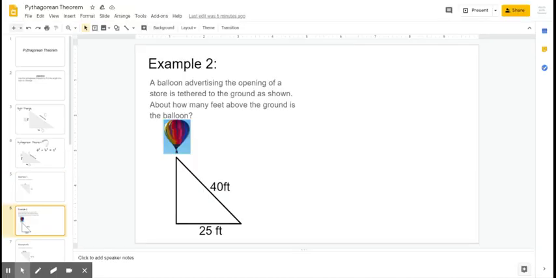So our next example shows a balloon advertising the opening of a store that is tethered to the ground as shown. About how many feet above the ground is the balloon? I'm just going to input the little symbol here. And let's remember that A and B are our legs, and then C is the hypotenuse. So we have A squared plus B squared is equal to C squared.